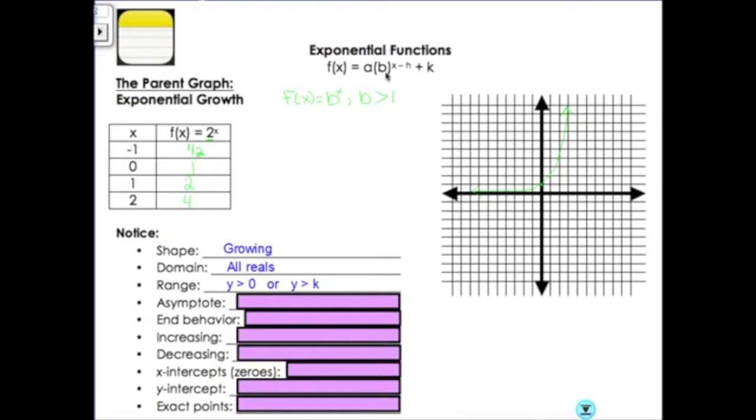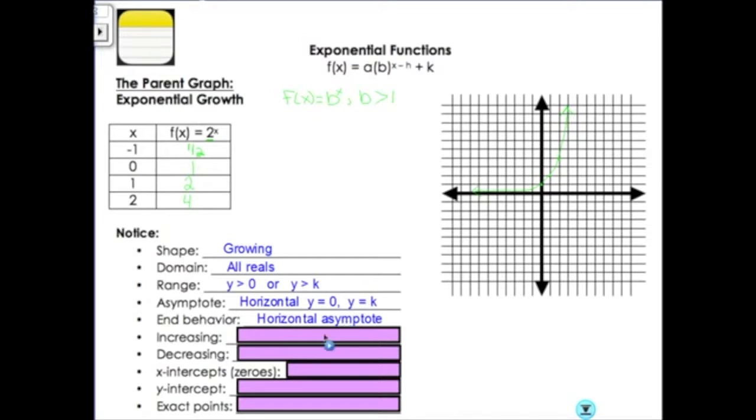Here's the general form of our function. This is how it can be transformed. Now, our asymptote is horizontal, and just like the range, it can also be transformed if there is a different k. So our asymptote is y equals 0 if it's a simple function like this, or y equals k if it is a transformed function. Our end behavior is the horizontal asymptote. It is always approaching the horizontal asymptote.